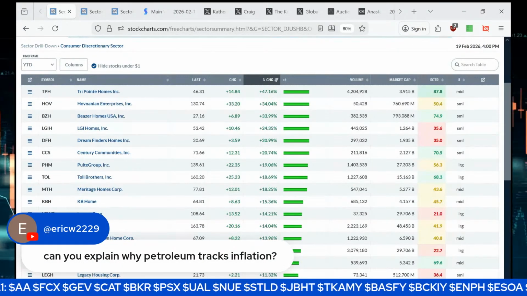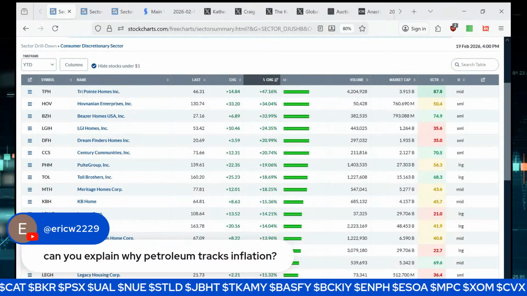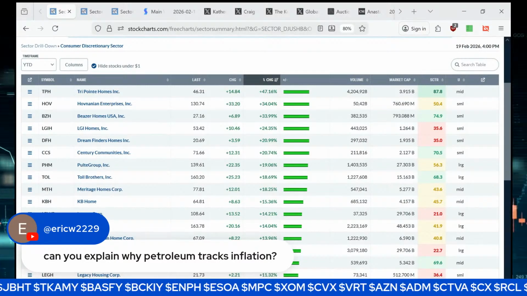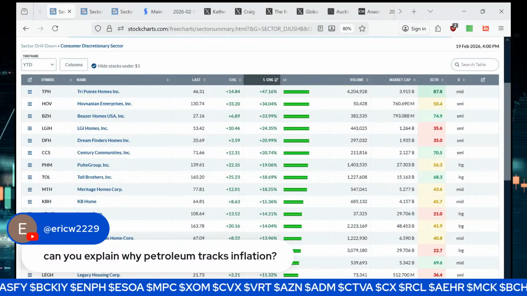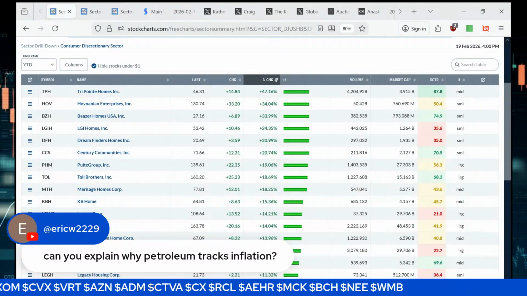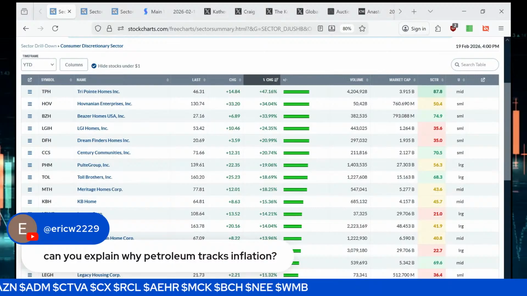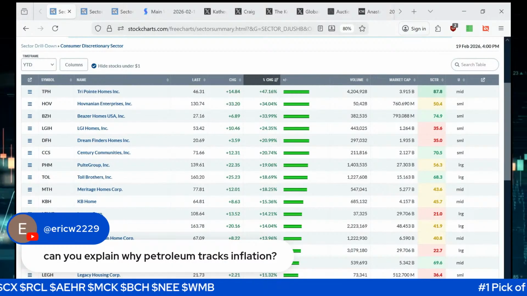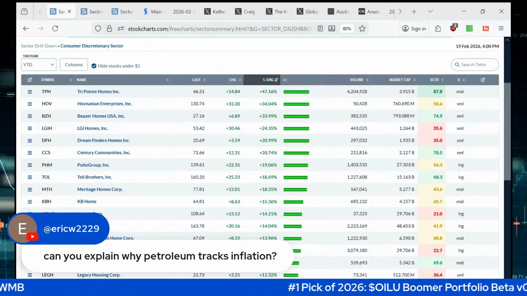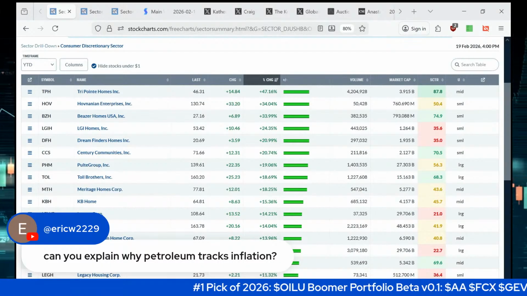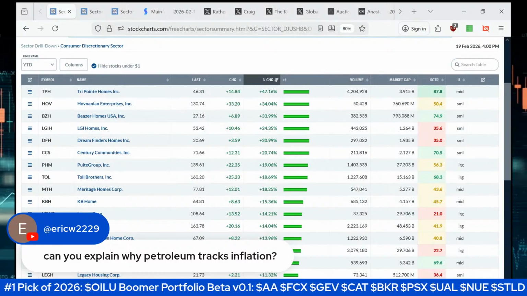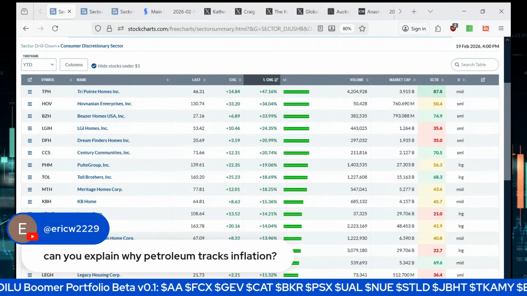Can you explain why petroleum tracks inflation? Energy is the cause of inflation, usually. The root of most inflation starts from energy. Of course, if we go with Milton Friedman's theory, inflation is a monetary phenomenon, which means the Federal Reserve is the reason you have inflation. But let's ignore that and say there's true price discovery. Then energy is what drives it.